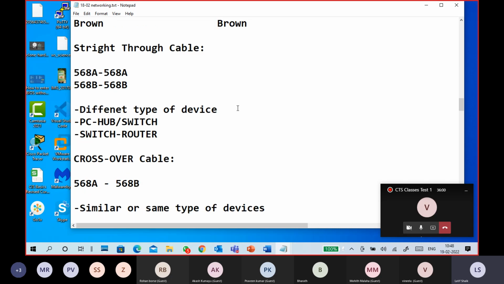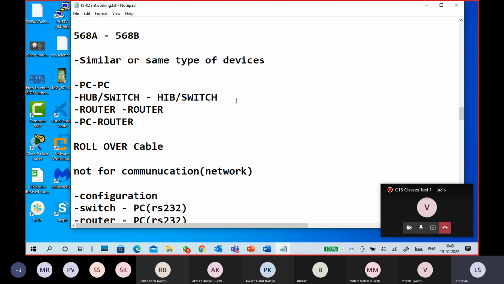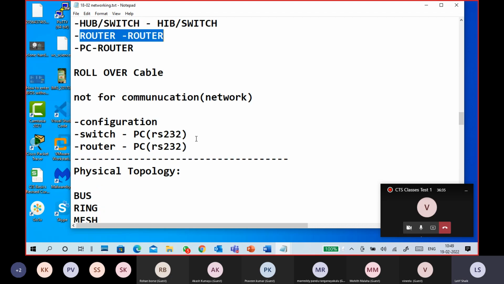Different types of devices like PC to hub, PC to switch, PC to router, switch to router, hub to router: we use a straight cable. The crossover cable we use for similar types of devices like PC to PC, hub to hub, switch to switch, hub to switch, router to router, PC to router. Router to router here is in LAN communication, not WAN serial based communication. That's a different kind of stuff.